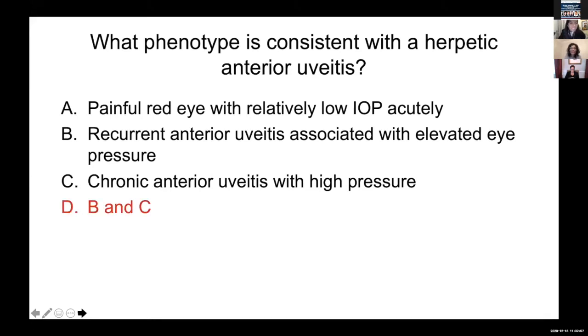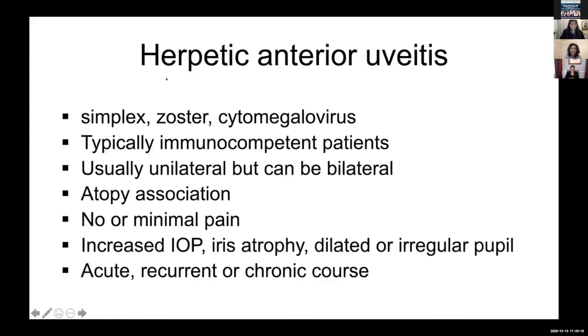Very good. So herpetic anterior uveitis has many different phenotypes, and herpetic again can encompass HSV, VZV, and CMV. So there are many different presentations clinically. So just to review a bit about these, the anterior uveitis can be from simplex, zoster, or cytomegalovirus. Typically, these are in immunocompetent patients. Usually they're unilateral, but they can be bilateral. There is an association with atopy.